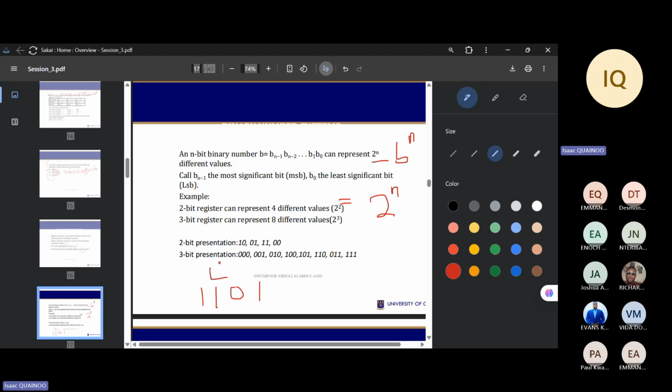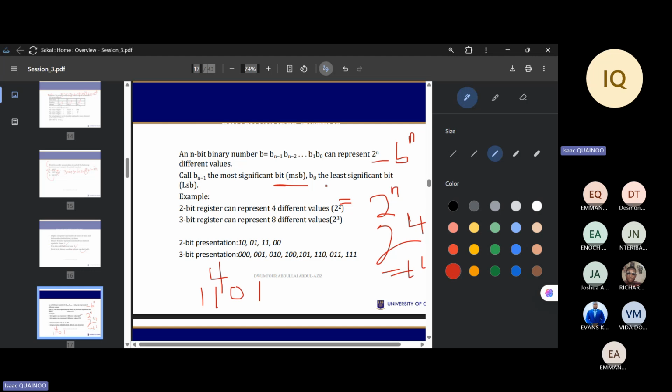The total number of representations will become 2 raised to the power 4, which is 16. We've already illustrated that, okay? So call b_(n-1) the most significant bit, and I've already talked about the most significant bit, which is the leftmost bit, okay? That is the number to the left, or the number with the biggest width.